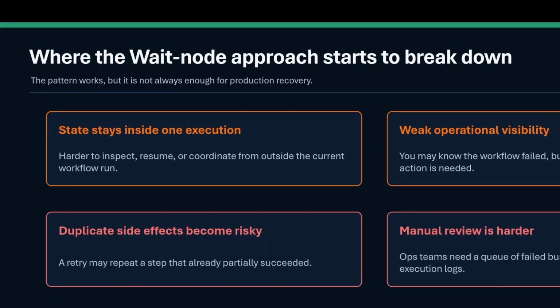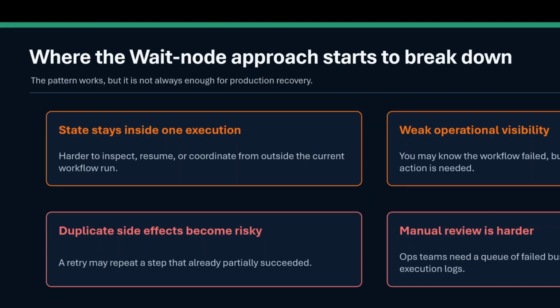So again, the Wait node approach has its limitations. It works, but it's not always enough for production recovery. Why? First, the state of the execution stays inside. The status of the workflow execution is internal, meaning if you don't persist that information somewhere else and it crashes, you have no way to go back and say, oh, this workflow with execution ID X failed, so try again.